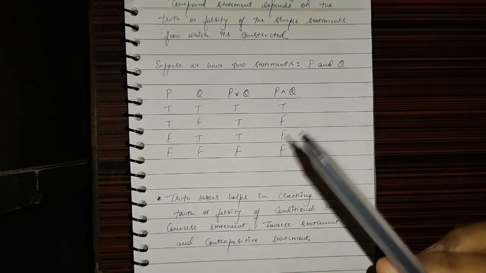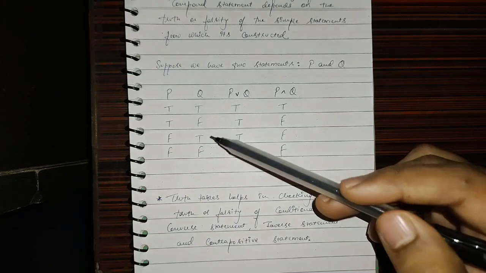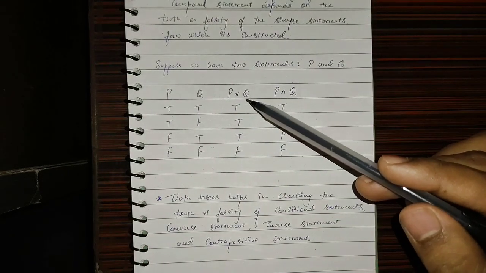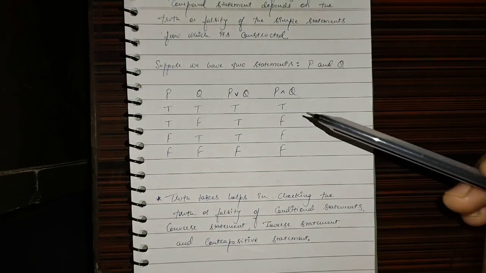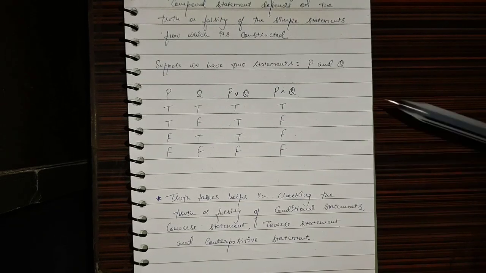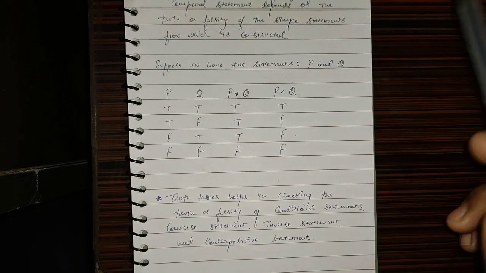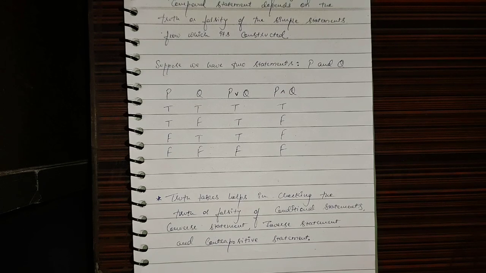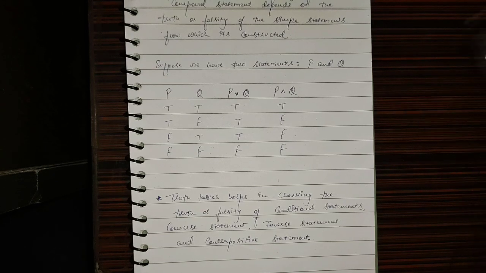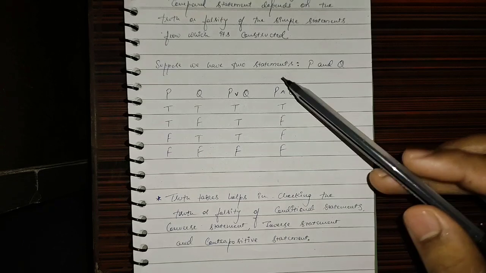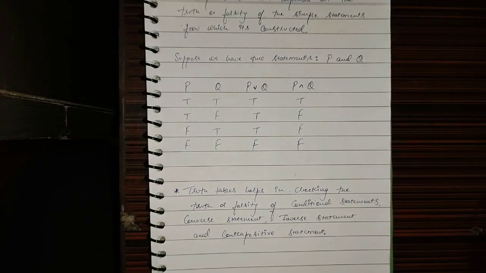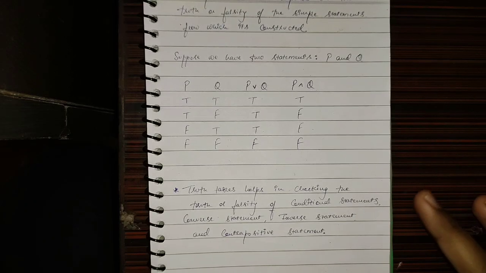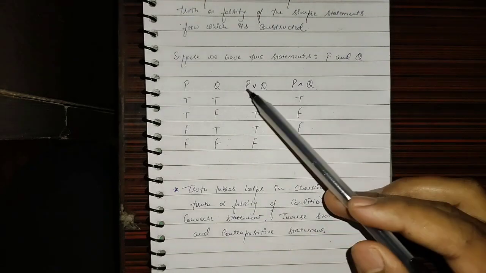The same is the case when P is false but Q is true. Here the statement P or Q will be true, but the statement P and Q will be false, simply because in the case of P or Q we have the condition that either P can be true or Q can be true for the statement to become true. But when we are saying P and Q, we have passed the condition that both the statements have to be true. So P or Q will be true and P and Q will be false when the statement P is false and statement Q is true.